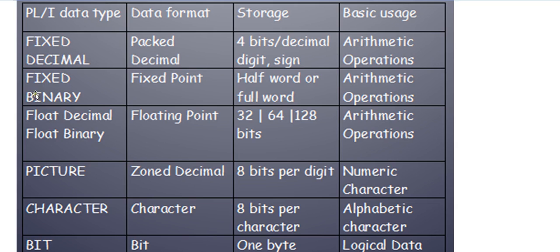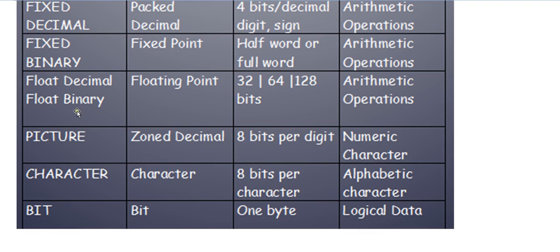In the same way, we have fixed binary. The data format is fixed point, half word or full word, and the basic usage is for arithmetic operations. In the same way, float decimal and float binary are used for floating point. It can be of 32 bits, 64 bits or 128 bits, and the same arithmetic operations.